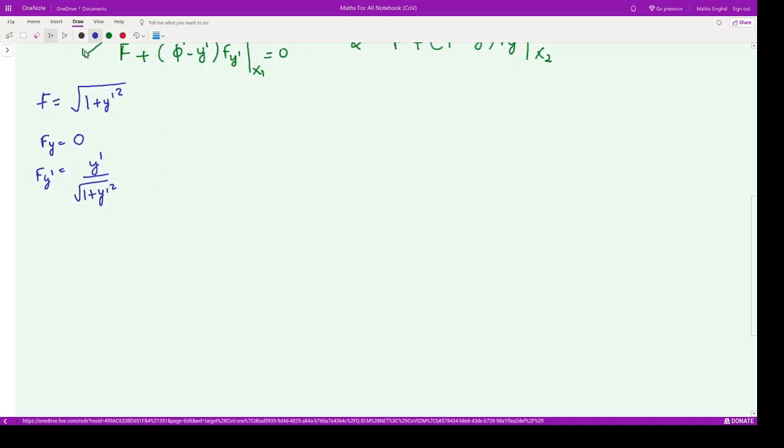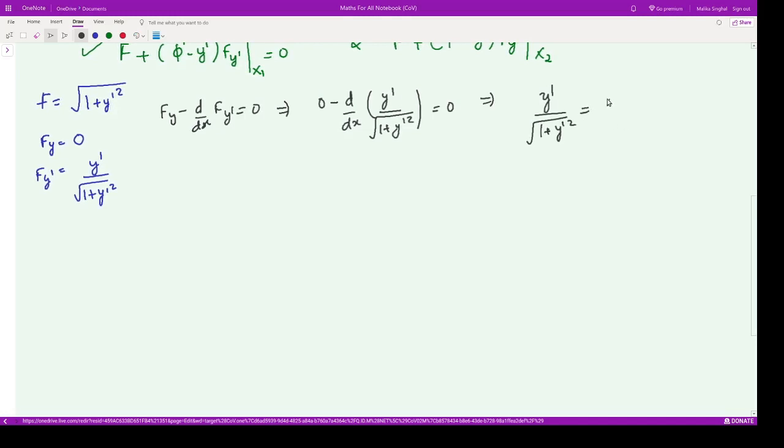So our equation becomes F_y − d/dx (F_y') = 0. This gives us 0 − d/dx of y dash divided by the square root of 1 plus y dash squared equals 0. This implies y dash divided by the square root of 1 plus y dash squared is equal to some constant, and you can simplify this. You will get y = ax + b, where a and b are some constants which need to be determined. So this is our extremal, right?